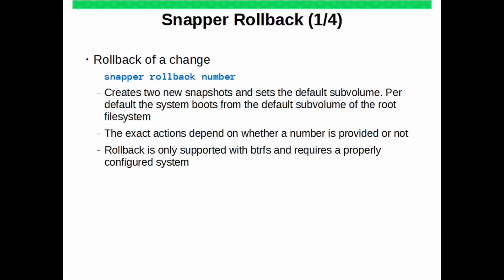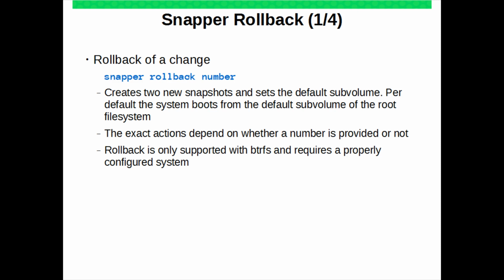Well, there's a couple of different ways to do this, and it depends on if you are working with a specific snapshot you want to roll back to, or you don't provide one. The simple syntax is snapper rollback, and then the number you want to go back to. And it creates 2 new snapshots and sets the default subvolume. So by default, the system boots from the default subvolume for the root file system. And the exact actions of this snapper rollback number command depend on whether a number is provided or not.